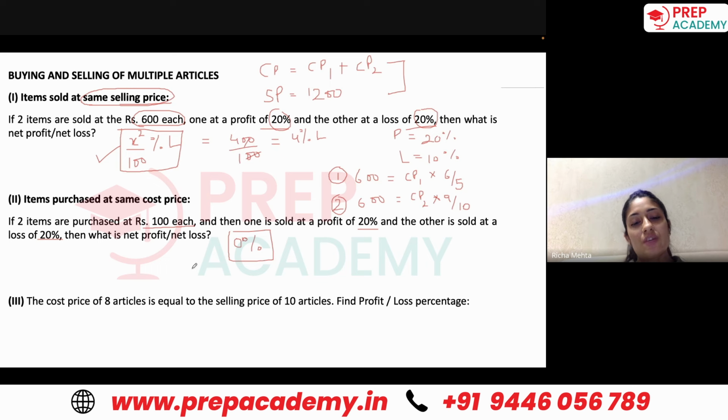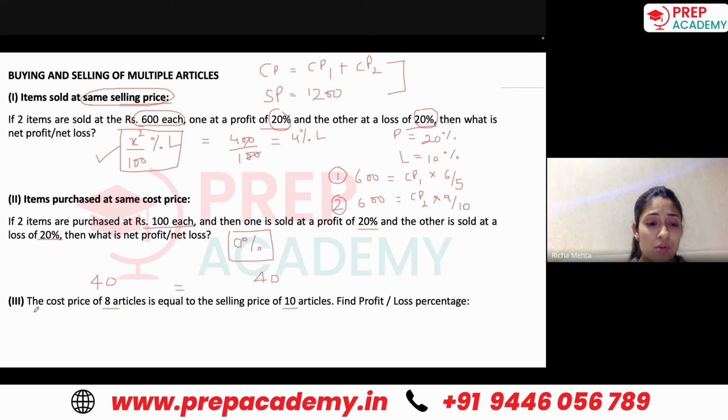First is cost price of 8 articles is equal to selling price of 10. Clearly, my cost price and selling price are of different number of articles. But can I just assume my total cost price and total selling price as a number because it's equal? And because it is 8 and 10, let me take a number which is a multiple of both 8 and 10. Can you tell me any number which is a multiple of both 8 and 10? 40. So let me say my total cost price is 40, which is equal to my total selling price, which is also 40. Agreed?